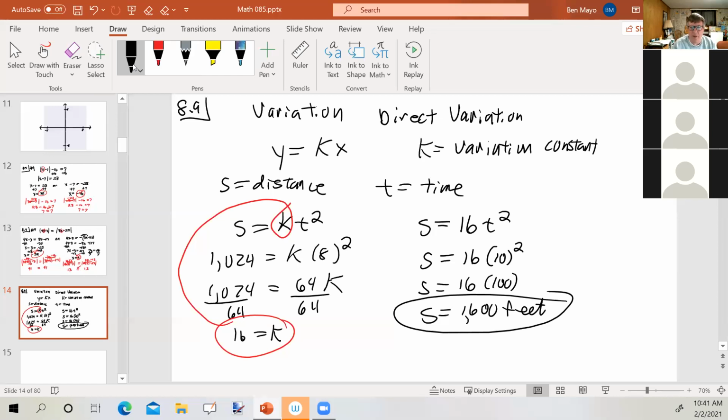So there's an example of direct variation. Okay. Any questions about that? Let's see here. Oh, I want to point out that in direct variation, as x increases, y increases. So they go up directly. If x decreases, y decreases. So they go down directly. So they move up and down together, so to speak, in direct variation. All right.